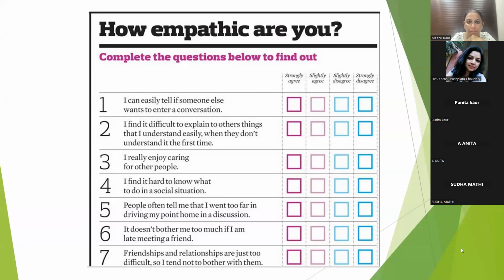First question, I can easily tell if someone else wants to enter a conversation. Strongly agree, slightly disagree, and strongly disagree. Yes, Devaki ma'am. The first question is, I can easily tell if someone else wants to enter a conversation. It is just self-assessment. You are going to assess yourself.